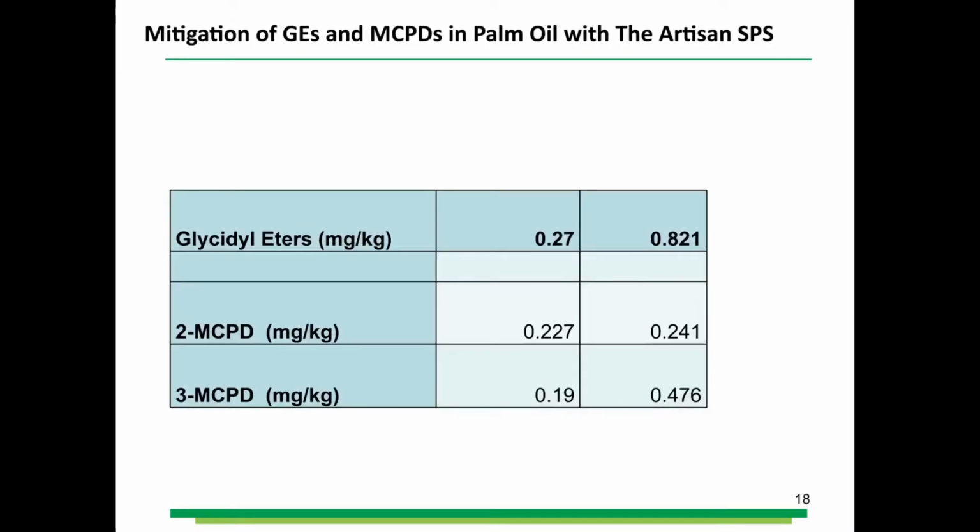The Artisan multi-stage short path evaporator was also tested to mitigate the content of MCPDs and GEs in palm oil. And as is shown in the slide, the Artisan short path evaporator was capable of reducing glycidyl esters and CPDs to within regulatory standards.